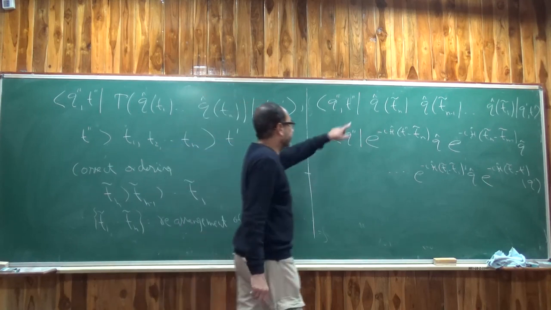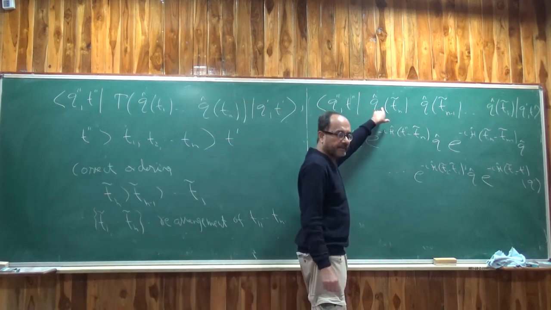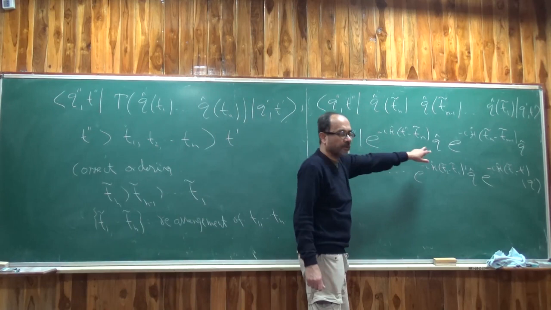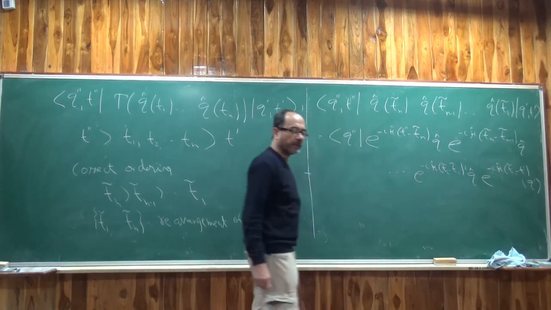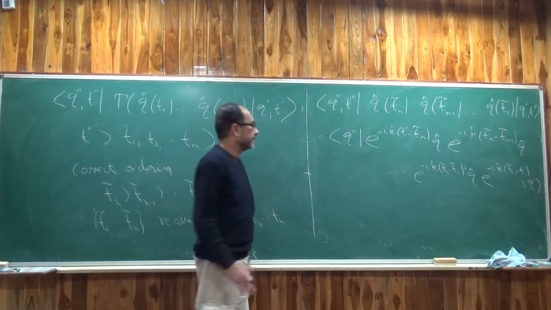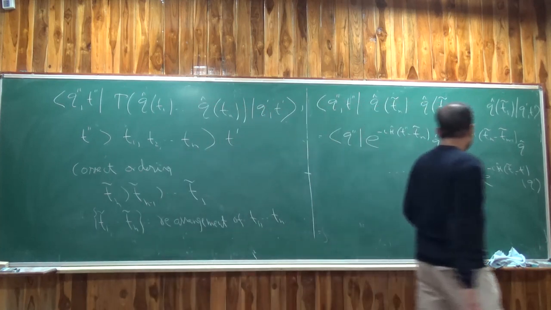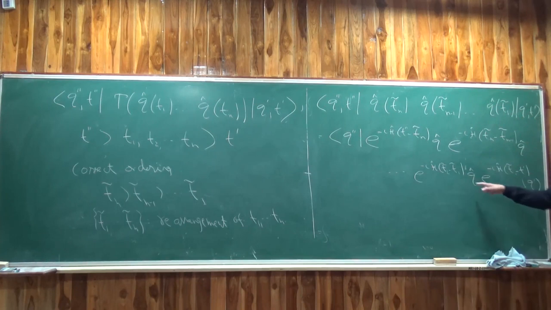I just rewrote everything in terms of this q hat part. Okay, q hat t equal to 0. So this is similar to what we had done earlier, except that some q hats are sprinkled throughout. Otherwise, it's the same integral, the same expression that we had earlier.